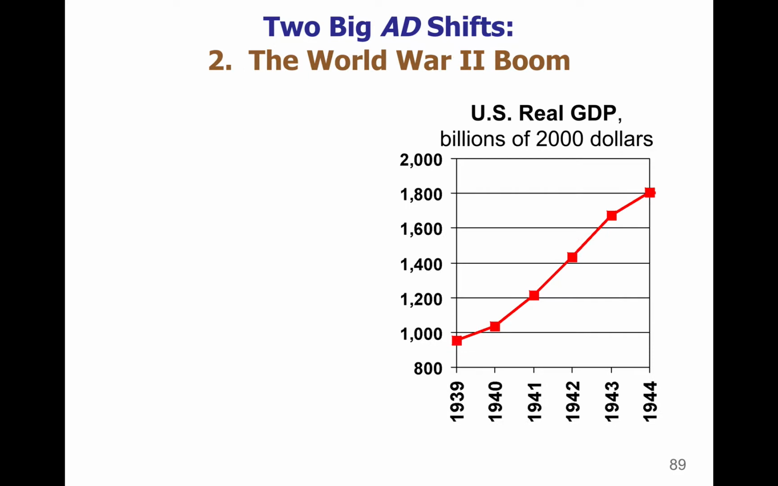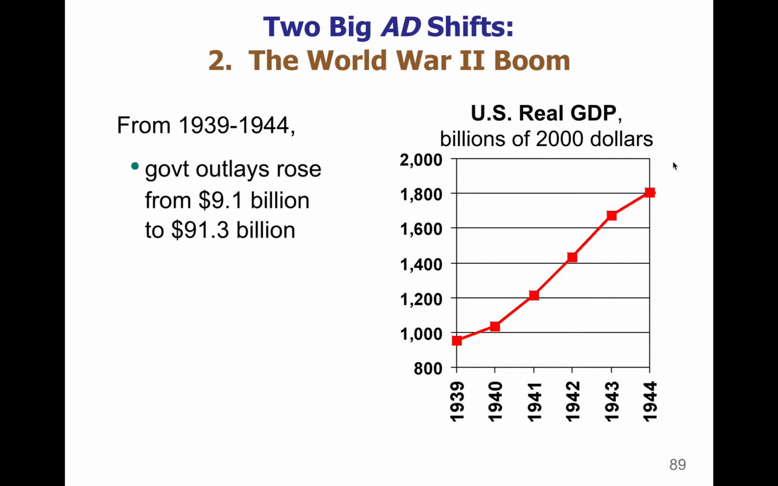Another big aggregate demand shift or an aggregate demand shock is World War II. So World War II, of course, is a massive war. In these 5 years of World War II, the government spending portion of real GDP rises significantly. So we see a 10 times increase in the amount of government spending that's happening. And of course, government spending shifts aggregate demand to the right. That also means that real GDP is going to rise 90% and price levels are going to go up 20%.